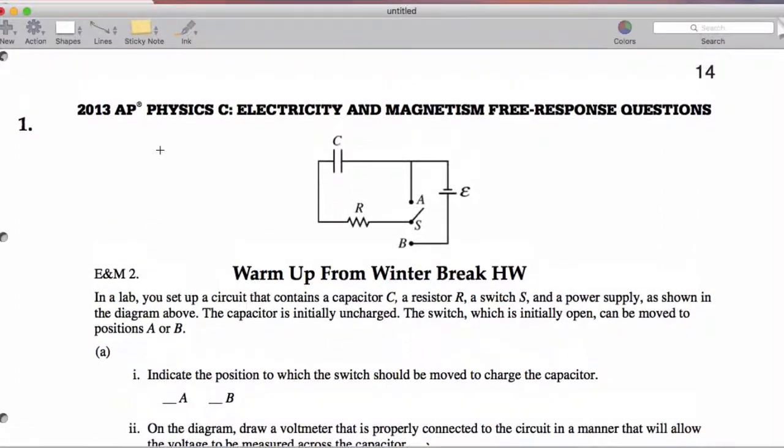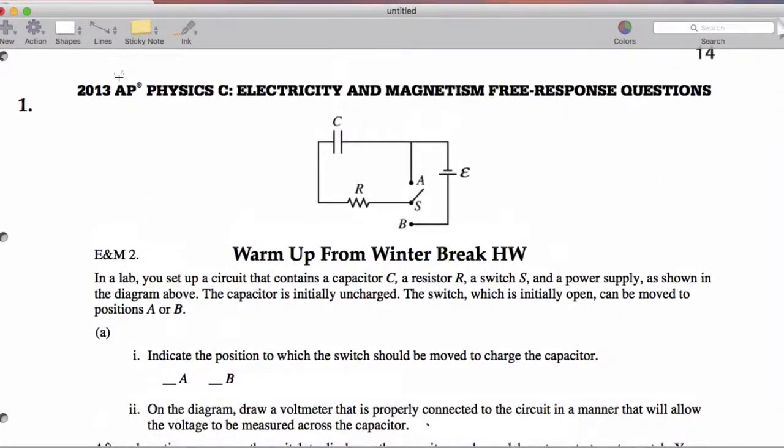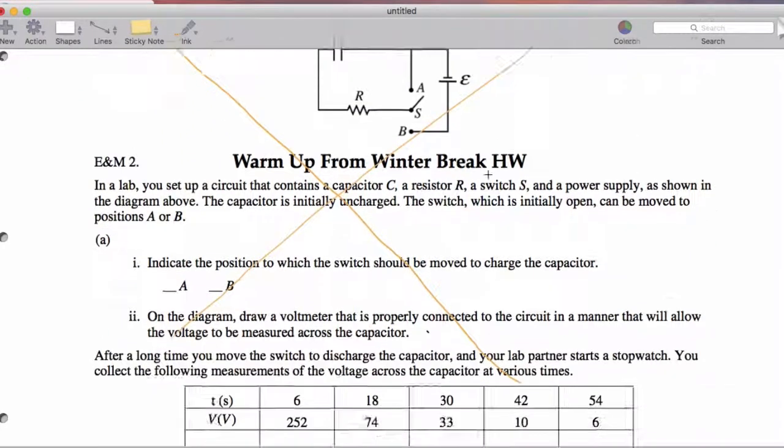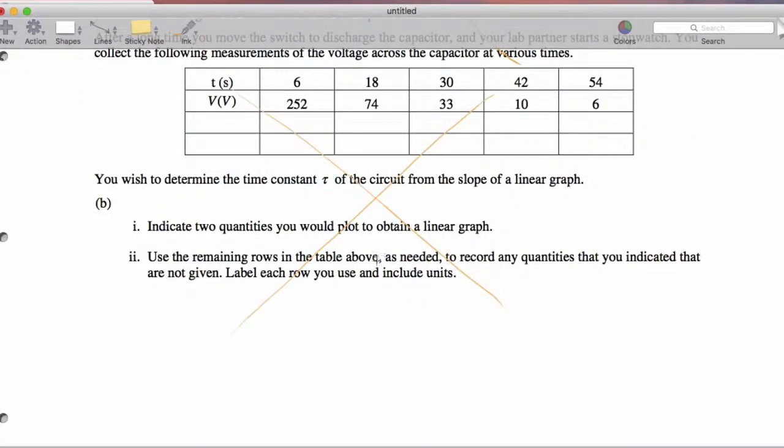So just to be clear, this problem, we will just make a note that we are not going to worry about it. So not on the test.